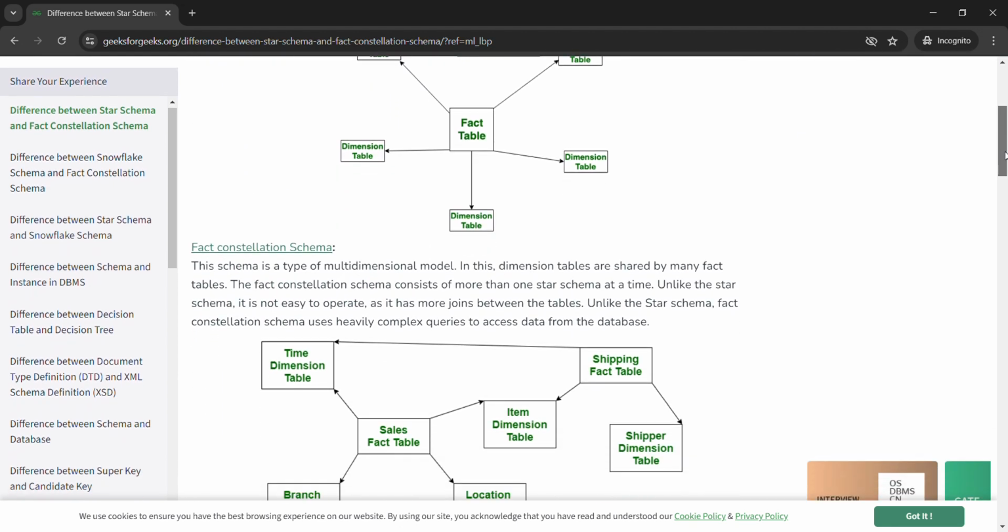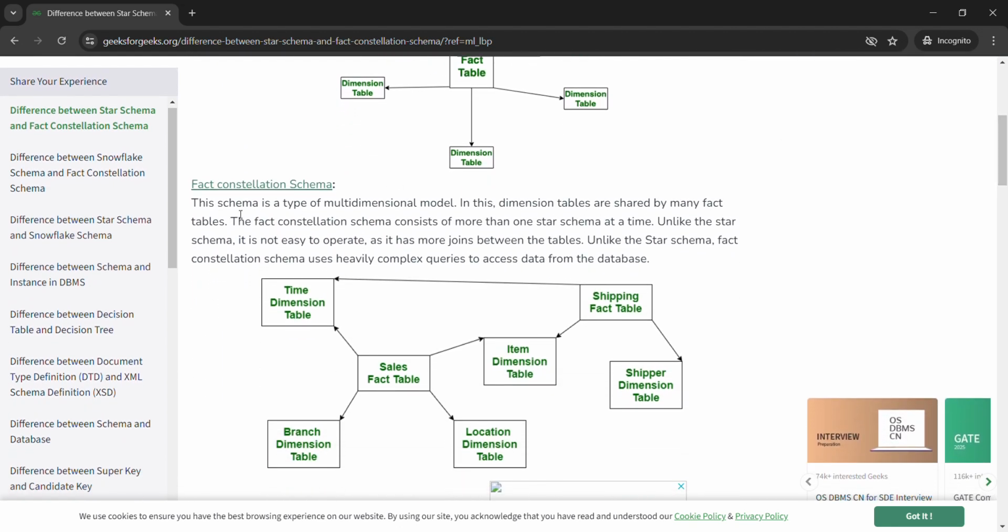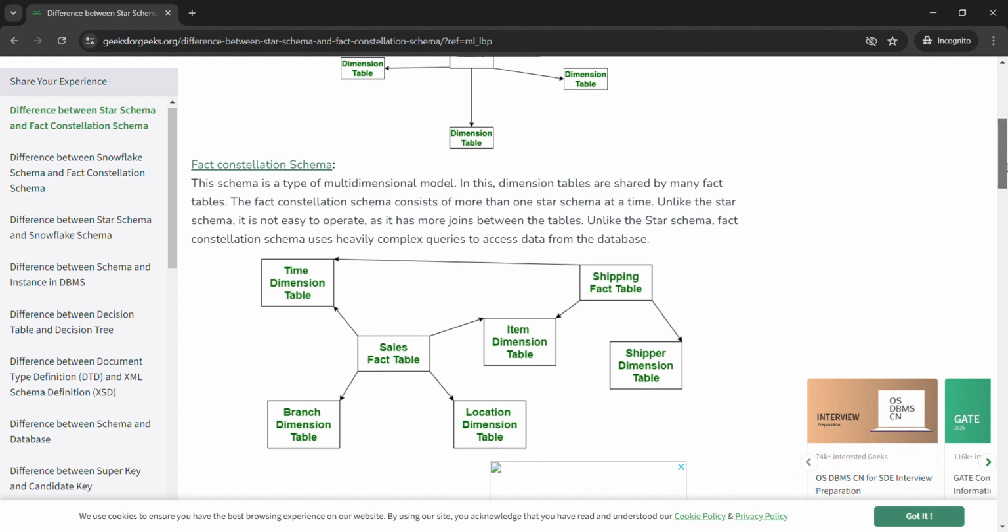What is fact constellation schema? This schema is a type of multi-dimensional model. In this, dimension tables are shared by many fact tables. The fact constellation schema consists of more than one star schema at a time. Unlike the star schema, it is not easy to operate as it has more joins between the tables. Unlike the star schema, fact constellation schema uses heavily complex queries to access data from a database.